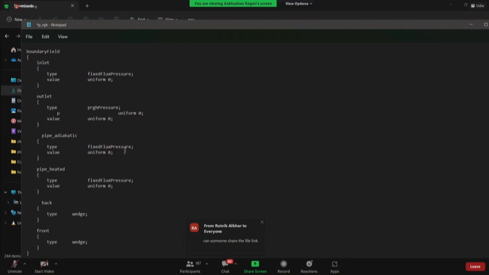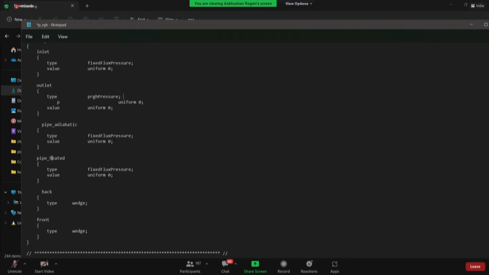And at adiabatic, again, fixed flux pressure. This is similar to zero gradient, as I pointed out. And same at the pipe heated, these two are just the walls. And at back and front, we have wedge.